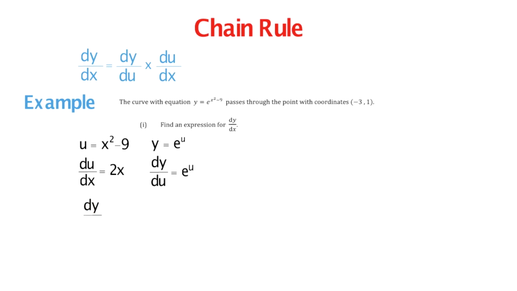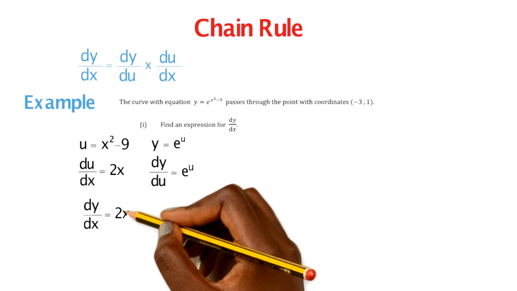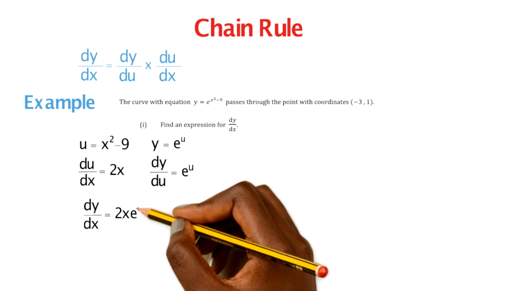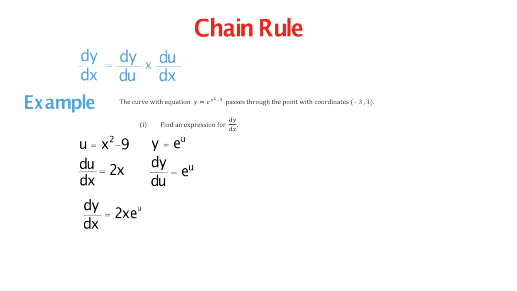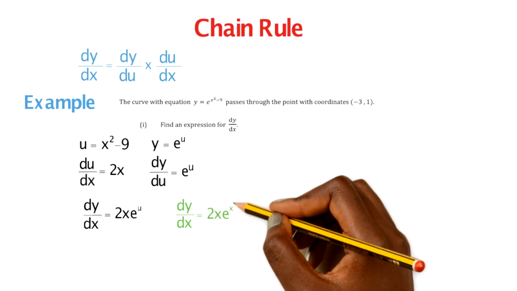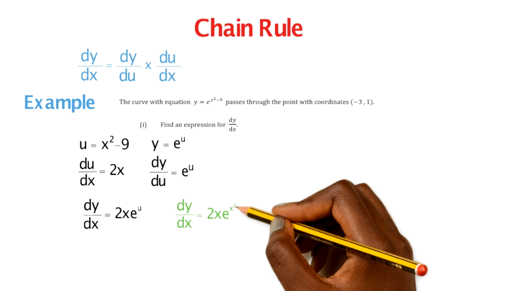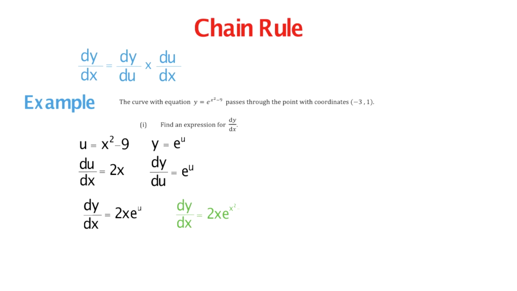And then we're going to substitute those things into the formula, and so that's going to be our 2x multiplied by e to the power of u. And then last but not least, we're going to substitute u for its form in x. So that's going to leave the final answer of dy by dx being equal to 2x times e to the power of x squared minus 9.